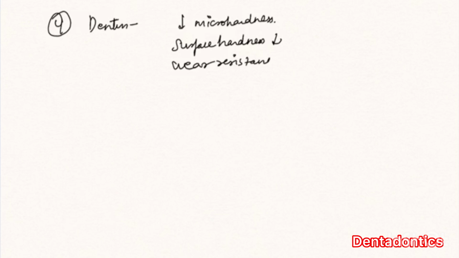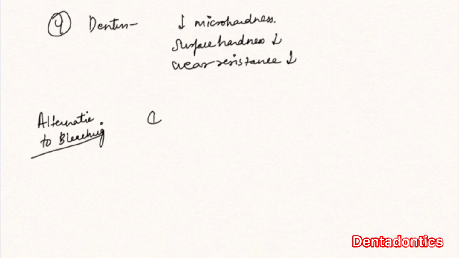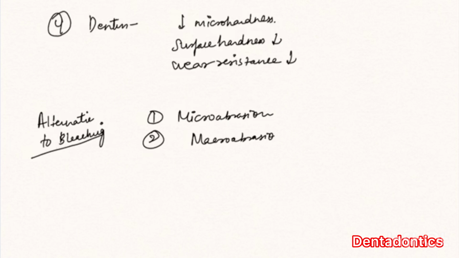So now, if you don't want to go for bleaching, you can go for alternative treatments like microabrasion of the tooth and macroabrasion of the tooth. You can go for veneers or crowns, which may also cause whitening of the tooth structure and which can maintain the shape of the tooth. So this was all about tooth bleaching.